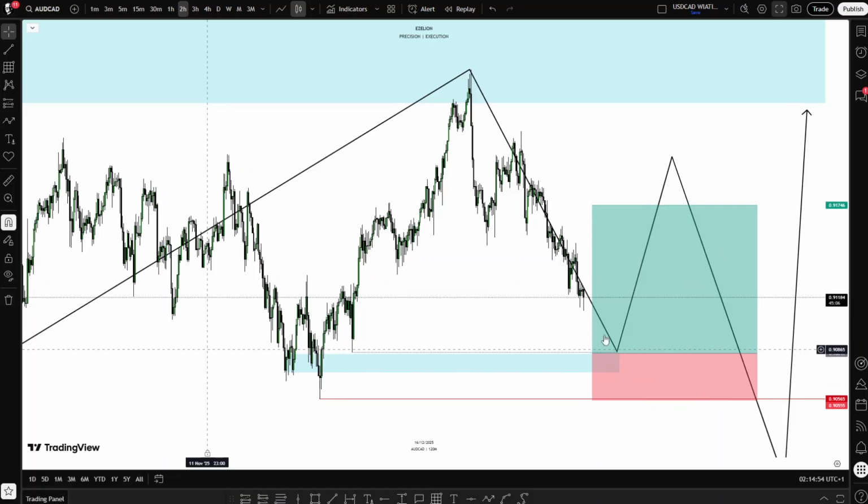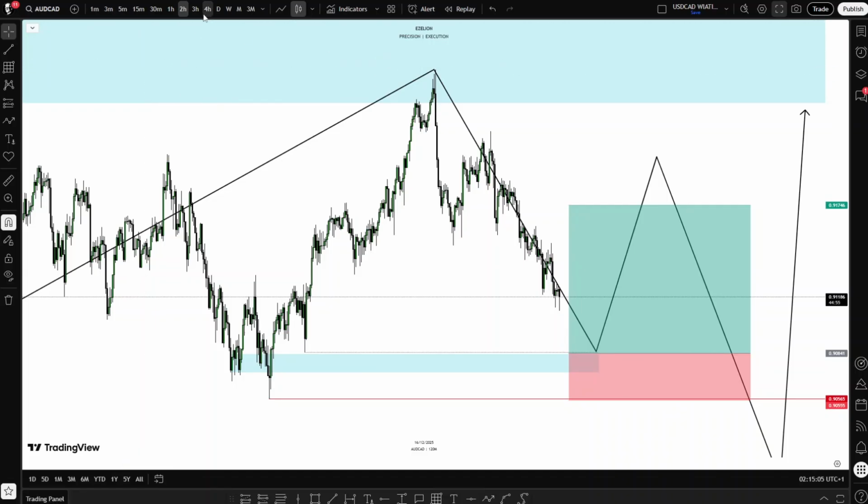So what I'm going to be looking for is lower time frame confirmation, like order flow or a candlestick, or a market structure shift on the lower time frame to take this entry, right? I won't be setting limits for that. So that's it on that chart.